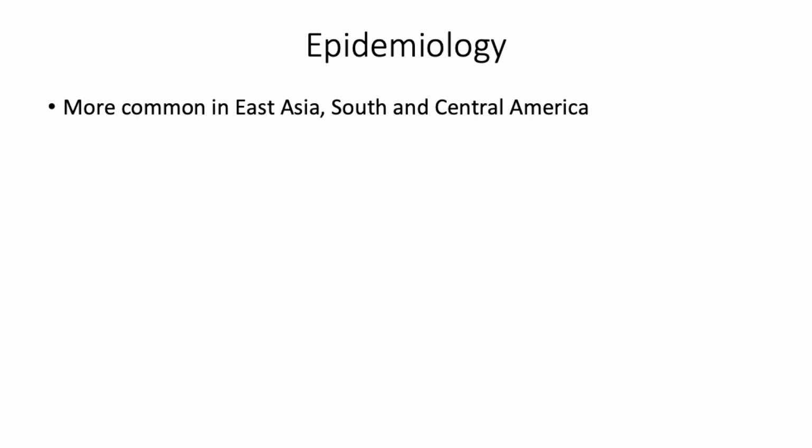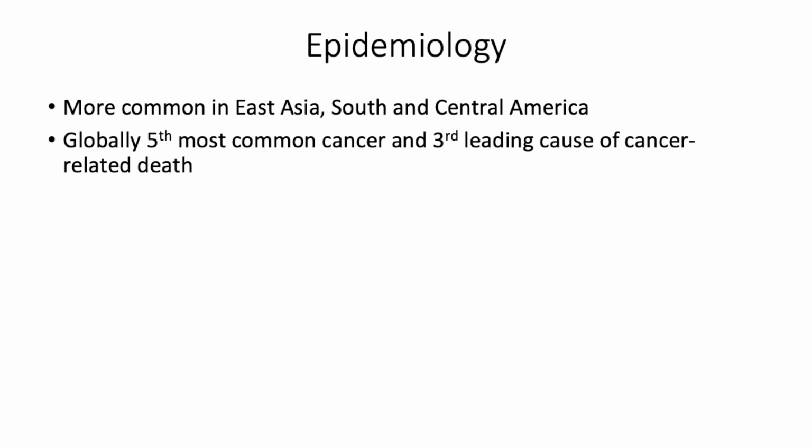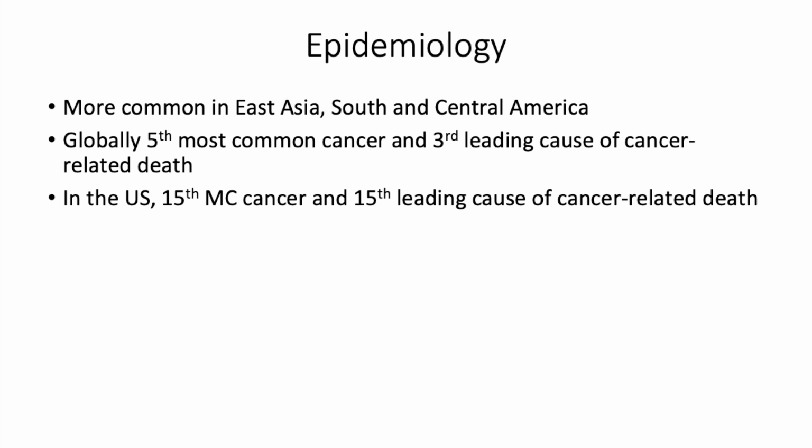So the epidemiology of gastric cancer, kind of things we need to know. Gastric cancer is more common in East Asia, South and Central America than in Western countries. Globally, it's the 5th most common cancer and 3rd leading cause of cancer-related death, but in the United States, it's the 15th most common cancer and 15th leading cause of cancer-related death. So it's actually a fairly rare cancer in the United States, but more common in other areas of the world.